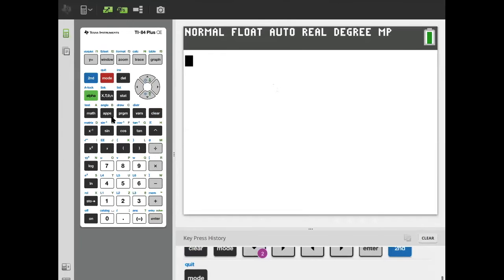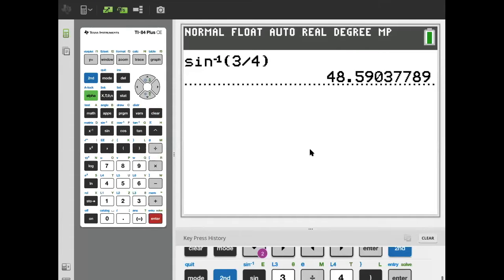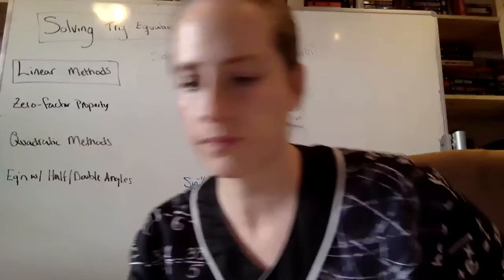And I'm going to find my inverse sine. Inverse sine, sine to the -1, same thing as arc sine, is right above my sine button. So I'm going to do second sine. That gives me inverse sine of 3/4. Close my parentheses, and I get an answer of 48.59 and so on. Okay, so 48.59, I'm going to write that on the board and we're going to talk about it.